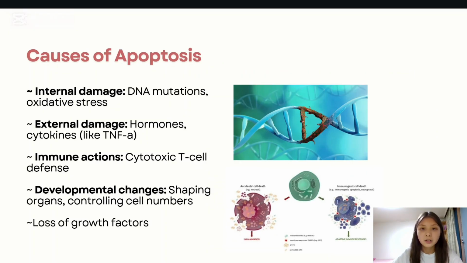So what are the causes of apoptosis? Apoptosis can be triggered by internal damage such as DNA mutations or oxidative stress, and by external factors like cytokines and hormones. Also, it can be triggered by immune responses, where cytotoxic T cells target infected cells. In developmental processes, apoptosis is also necessary, and loss of growth factors can also cause apoptosis.